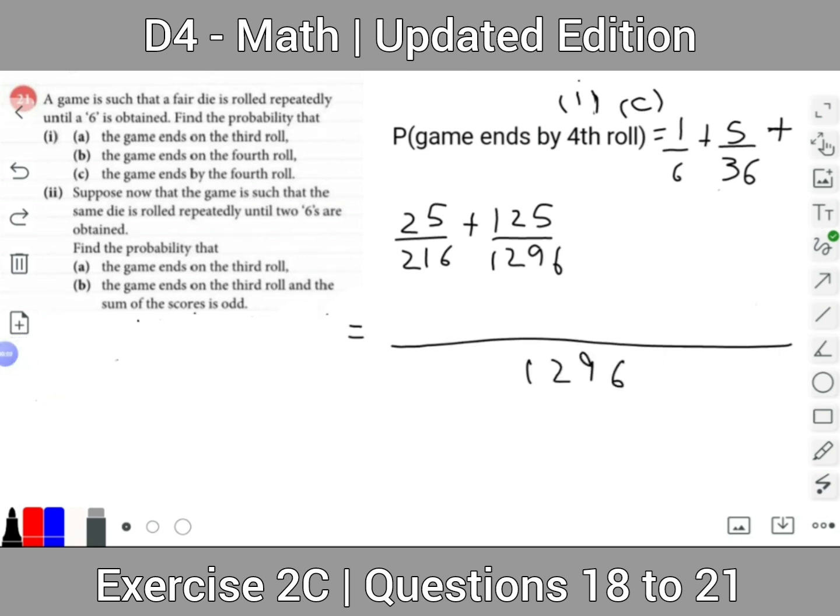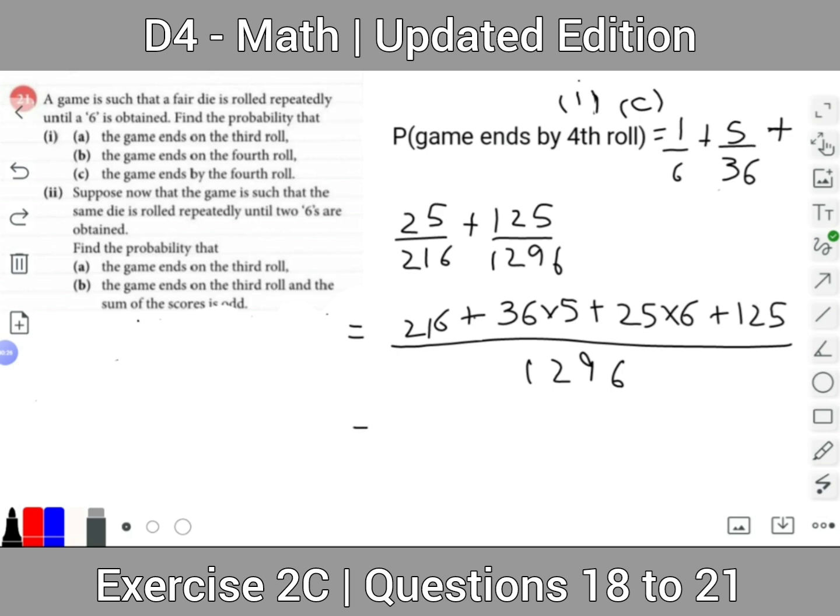Now we will use the butterfly rule here. So 6 multiplied by 216, we get 1296. So here we have 216 plus 36. Now 36 multiplied by 36 gives us 1296. So here we have 36 multiplied by 5 plus 216 multiplied by 6 gives us 1296. So here we have 25 multiplied by 6 plus 1296 multiplied by 1 gives us 1296. So here we have 125.